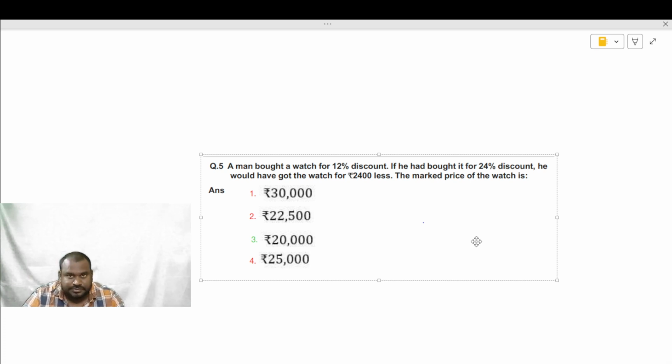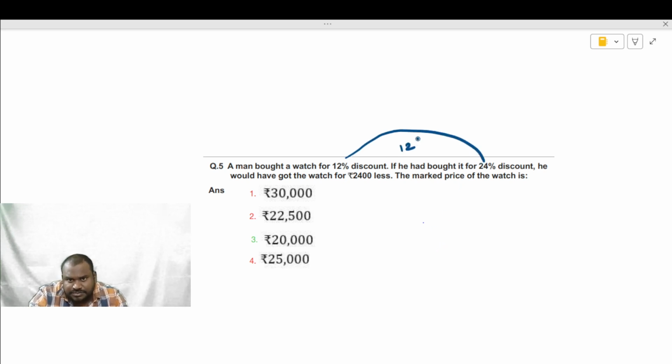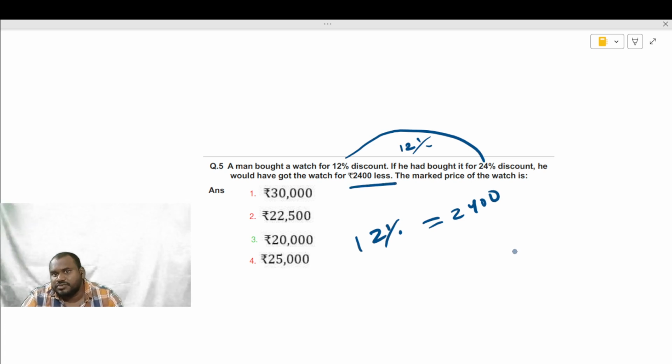The similar problem we discussed before. So it means 12% difference from 12 to 24. That 12% difference is equivalent to 2400, because of this difference only you are going to get 2400 less. The market price of the watch is: 12% is 2400. What is 100%? 1% is 200. 100% is 20,000.